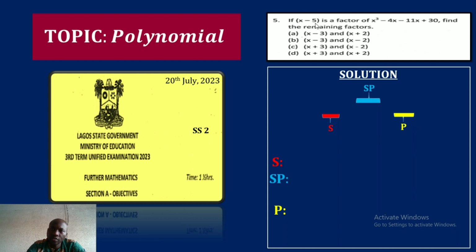If x minus 5 is a factor of x cubed minus 4x squared minus 11x plus 30, find the remaining factors. And here are the given options. There should be a power 2 here. It has been omitted, so we are going to have that corrected in the course of solving this question, in the solution of the question.